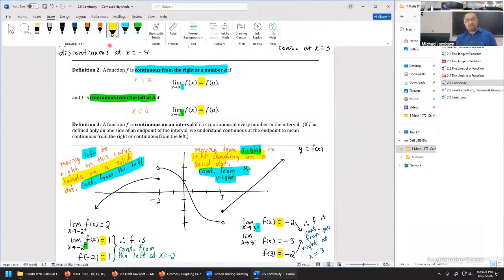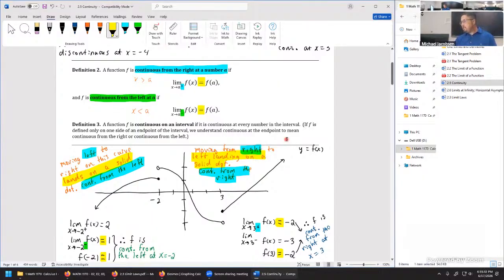If you do not land on a solid dot, say if I take this right to left, that's an open dot, no continuity. Left to right, open dot, no continuity. Here I'm going left to right, landing on solid, that's continuous from the left. Here I'm going right to left, landing on a solid dot, that's continuous from the right. So landing on a solid dot is also an important part of the essence.